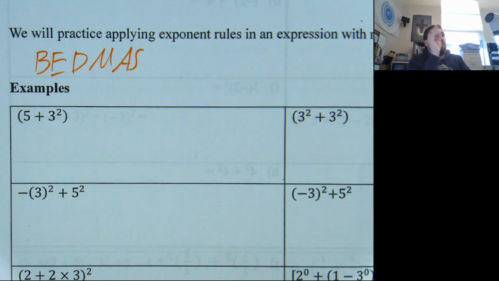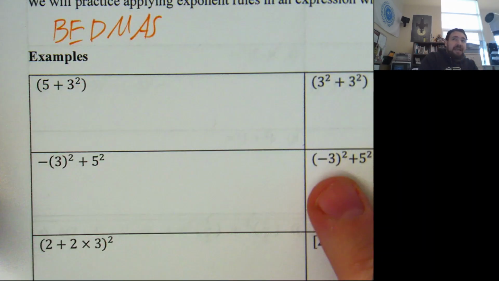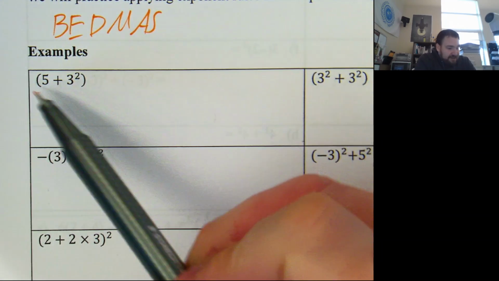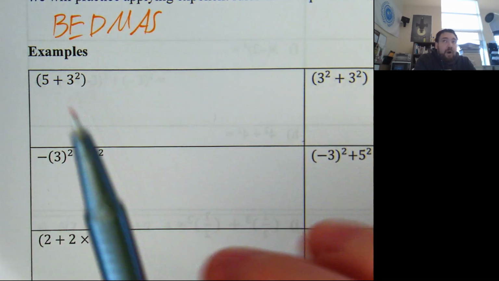Now, the thing I do not want to see is for you guys to just ram this thing through your calculator, because your calculators will do this for you. I want you to demonstrate that you understand the order here, and so you need to write that out as we go. So, if I have 5 plus 3 squared and I've got a set of brackets there, what needs to happen first?